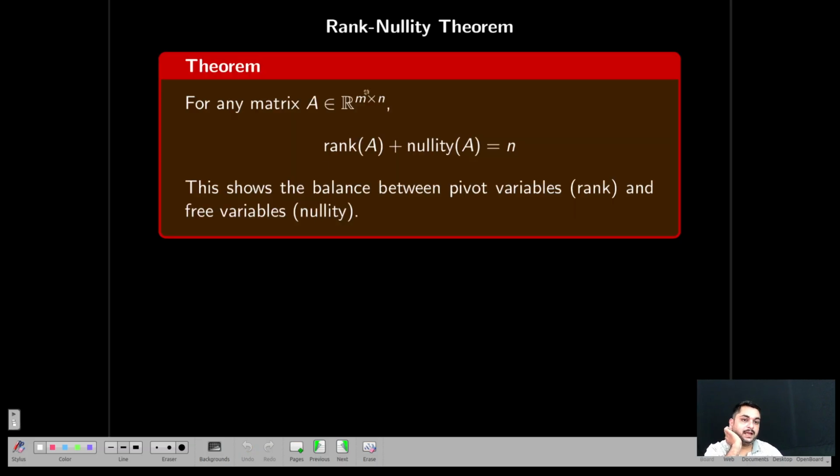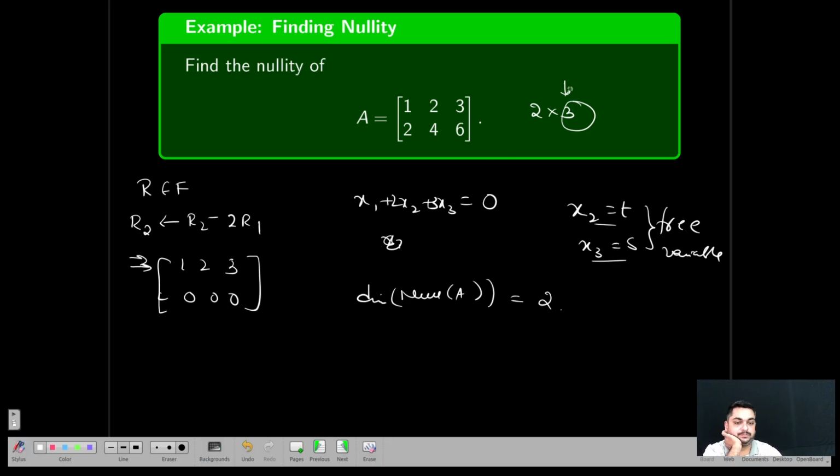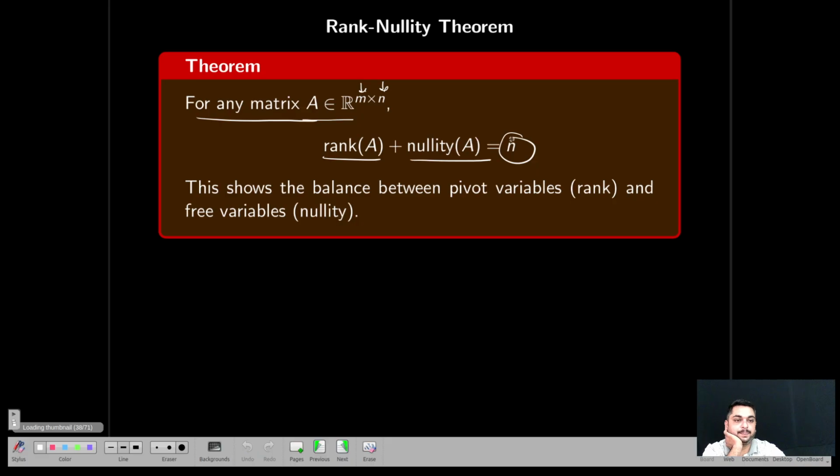Next, the Rank-Nullity Theorem. For any matrix A in the real domain with m cross n size, m is the number of rows, n is the number of columns. Rank of A plus nullity of A is equal to n always, the number of columns. That is the reason I took the number of columns to calculate the free variables. So this shows the balance between the pivot variables and free variables. The number of pivot elements gives you the rank, and the number of free variables gives you the nullity. If I add those two, I should get n. That is the rank nullity theorem.